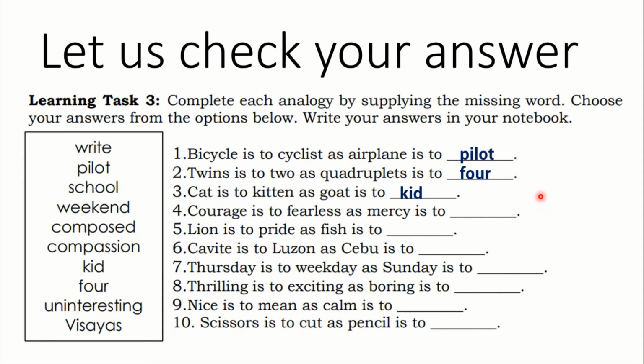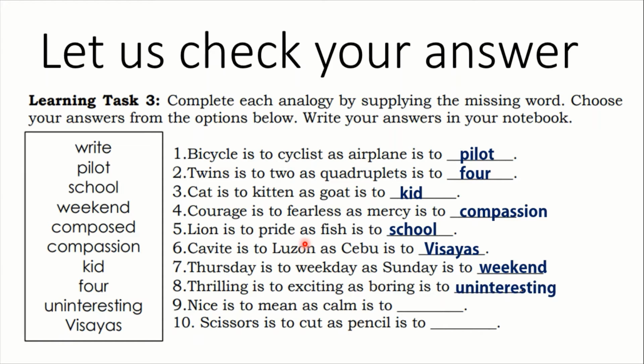Number 3. Kid. A small cat is called kitten, and a small goat or a baby goat is called kid. Number 4. When one has courage, one is fearless, and when one has mercy, one has compassion. Number 5. A group of lions is called pride, and a group of fish is called school. Number 6. Cavite is found in Luzon, and Cebu is found in Visayas. Number 7. Thursday is a weekday, just like Monday, Tuesday, Wednesday, and Friday. And a Sunday is a weekend, just like Saturday.